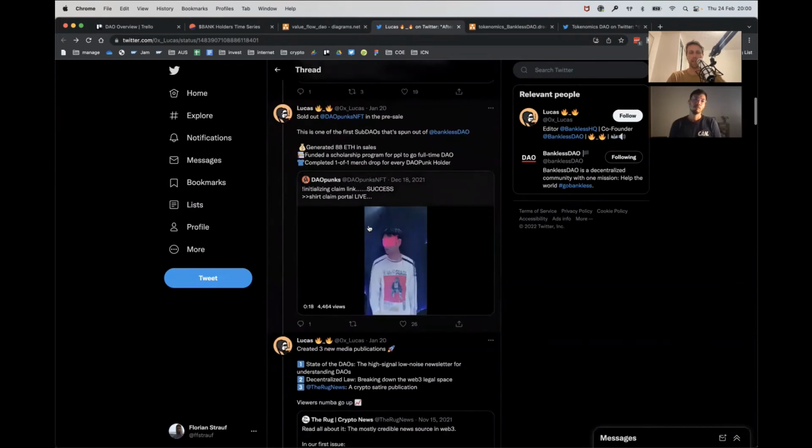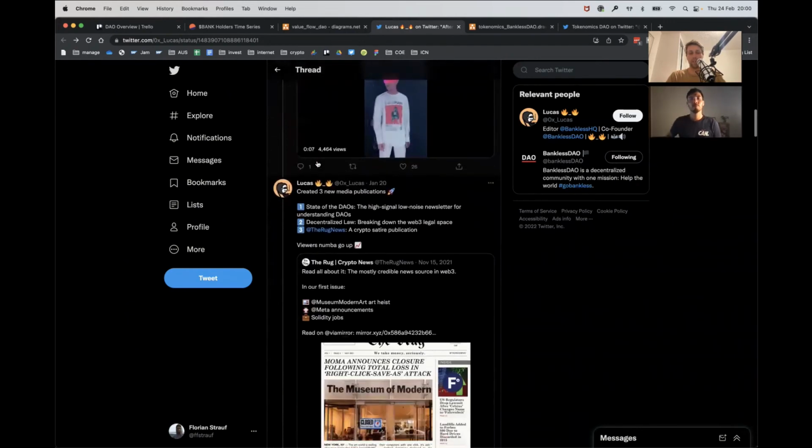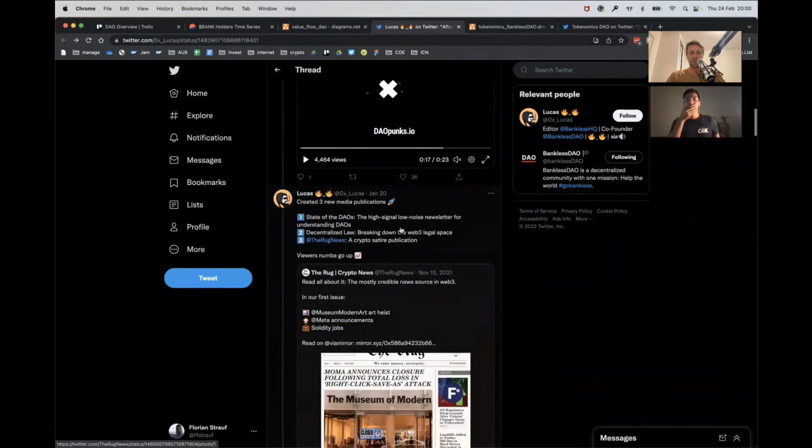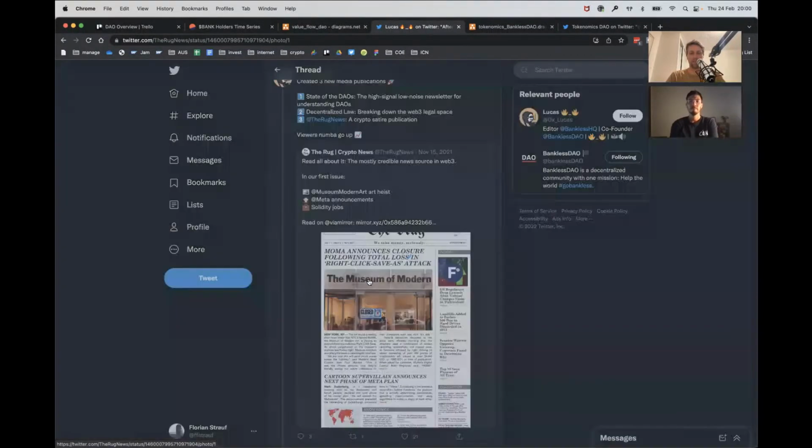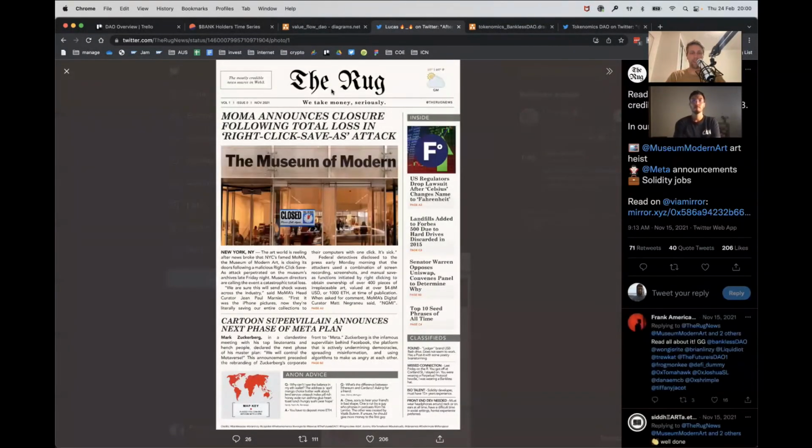If you're into NFTs, they did these DAO Punks t-shirts that are part of NFTs. They generated like 88 ETH. That's a lot, right? They've got different media publications. One that I think is really cool is called The Rug, which is a satire magazine, kind of like the Bumblebee, about crypto. The community just came together and launched this thing, incentivized by tokens. It's super cool. They just come up with this, and they publish it.